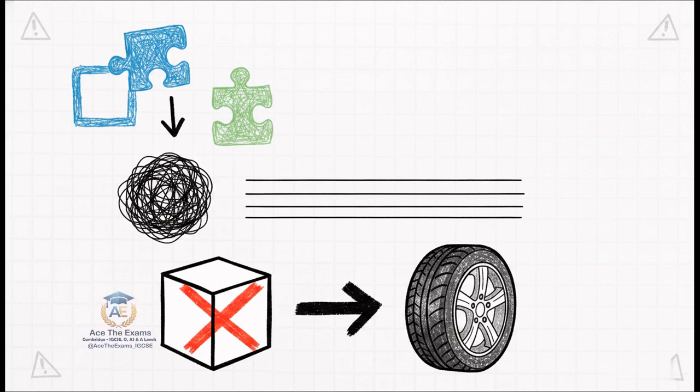Number 3, and pay attention because this is the biggest one of all, non-specific generic answers. This means giving a highly theoretical, textbook answer about gas pressure when the question specifically asked you about the pressure inside a car tire on a hot summer day. You must apply the theory to the specific context provided in the prompt. Do not just copy-paste your textbook onto the exam paper.